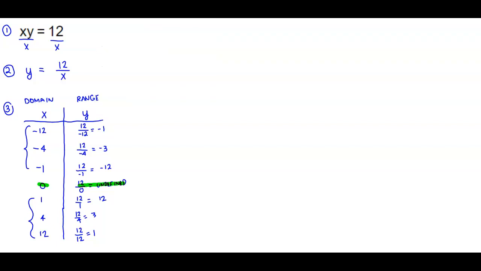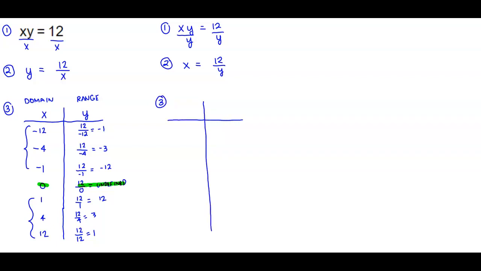Now, let's say we take x times y, again, is equal to 12, and we're going to solve for x this time. So we're going to divide both sides by y. And therefore, we get x, which is equal to 12 over y. Again, we're going to create a table. We know that we have x and then y. Here's our domain. Here's our range.